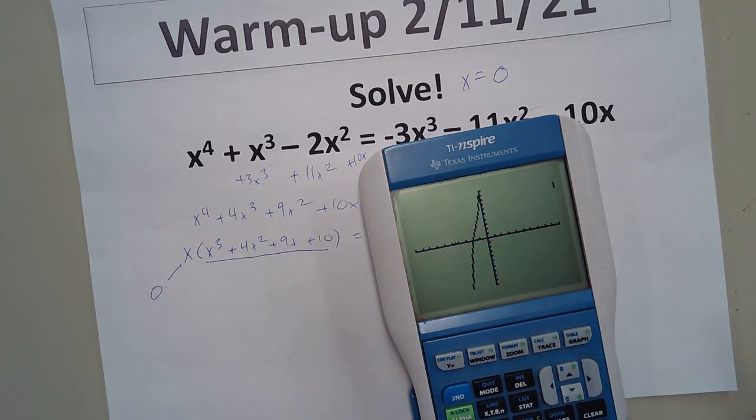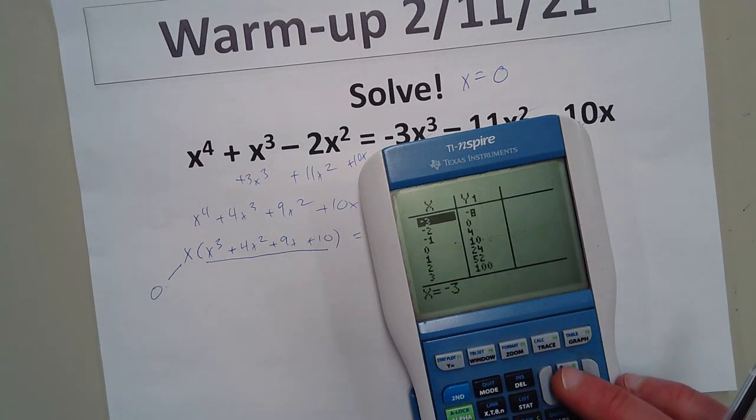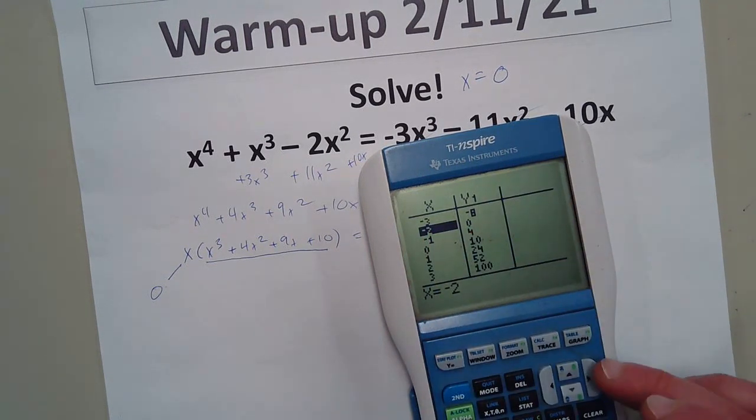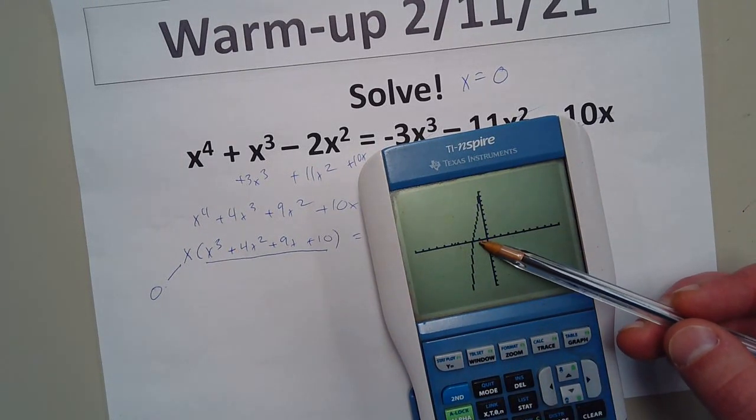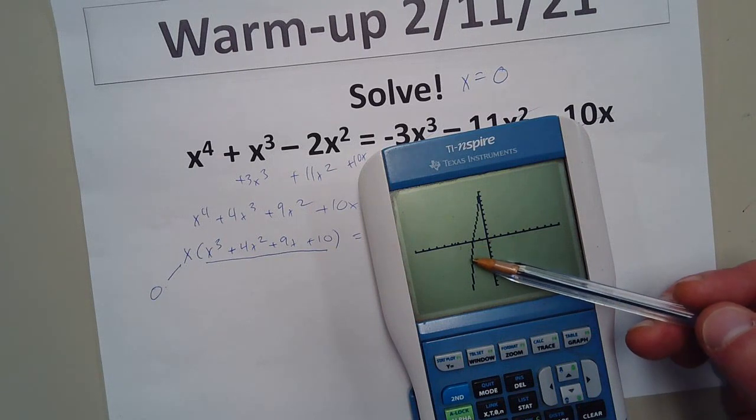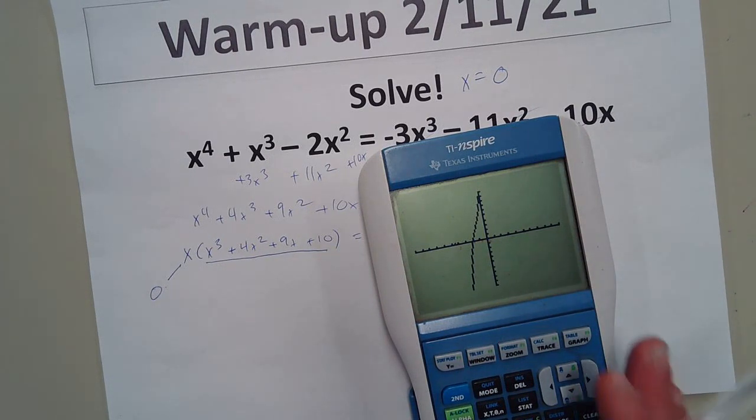And this appears to cross once. It looks like it's at -2. I'm going to double check that. Yep, at -2, it's at 0. So now we're at the spot where this cubic has one real solution. But I need 3 because it's cubic. So I'm going to divide this one solution I know out of it.